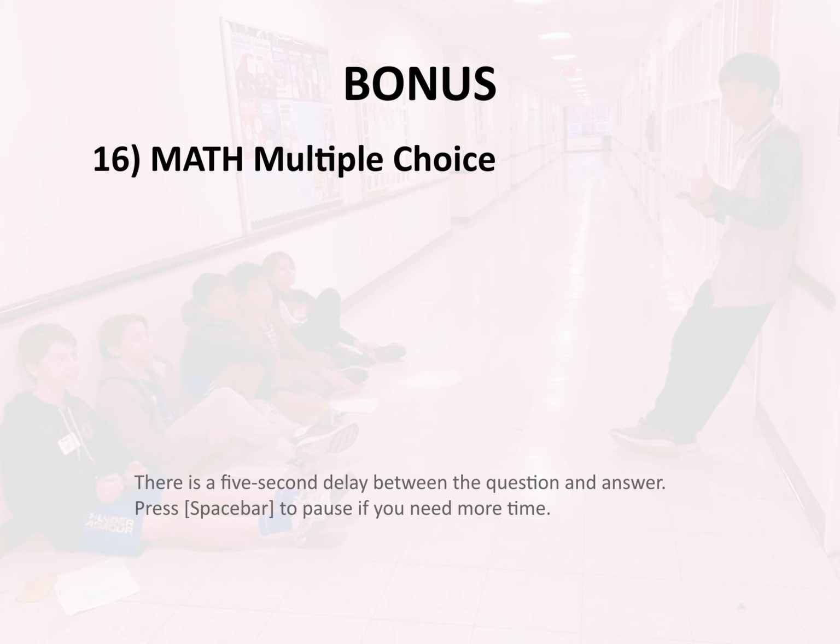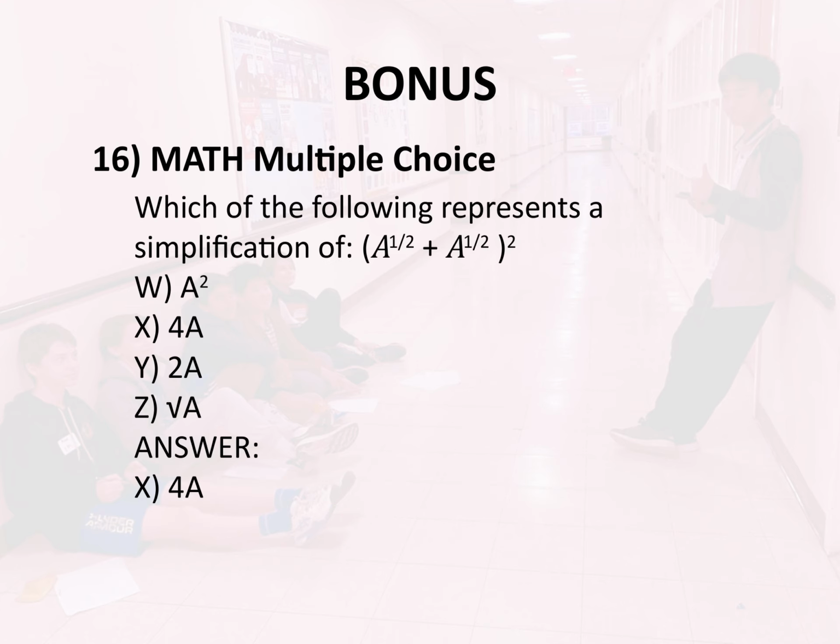Bonus 16. Math. Multiple choice. Which of the following represents a simplification of (a to the power of 1/2 plus a to the power of 1/2) squared? W. a squared. X. 4a. Y. 2a. Z. square root of a. Answer: X, 4a.